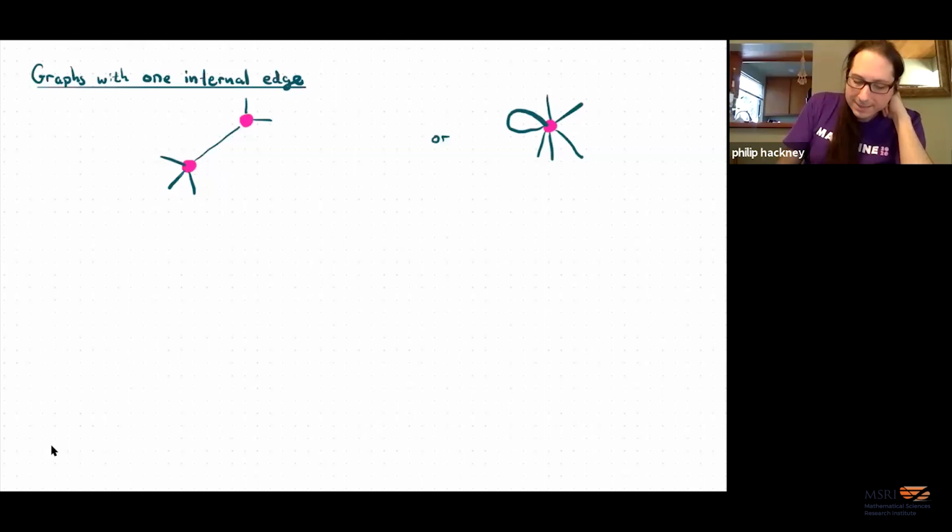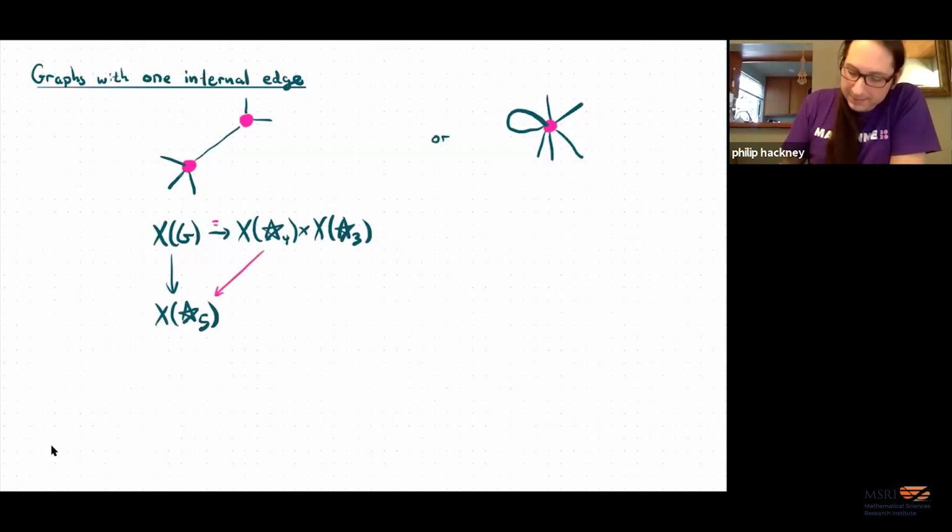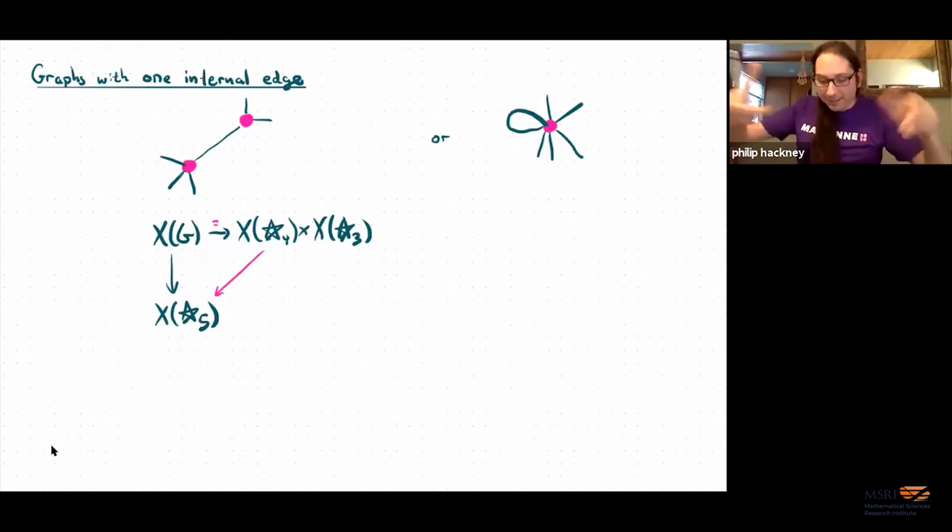So in this case, we end up with something like this: the graph determines a bijection to, let's say, star 4 times x star 3. And then I have this active map going to x of star 5. Okay, and this is defining one of our cyclic operad composition maps from before.